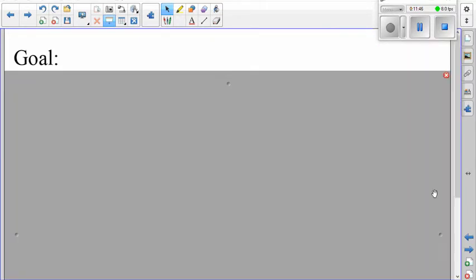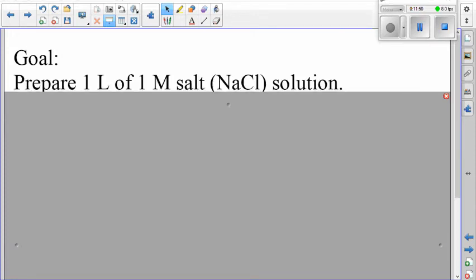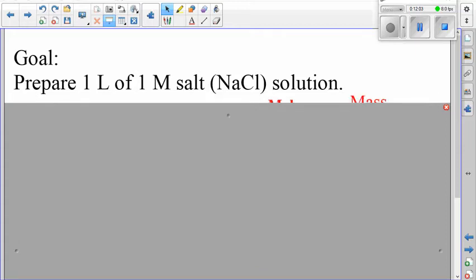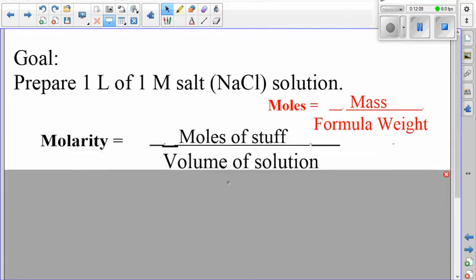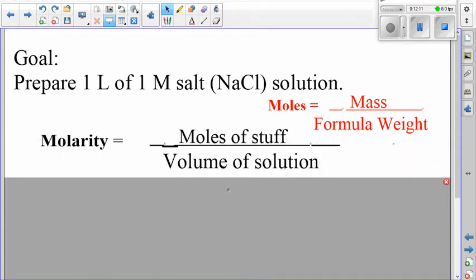All right. So let's see here. Let's say we have a goal to prepare 1 liter of a 1 molar salt solution. Let's say this is our goal. You can put your pencil down for a quick second. Let's say we were just trying to make 1 liter of a 1 molar solution. You would have to know how many moles you have, so mass over formula weight type of situation. But you also have to be able to talk about the molarity.